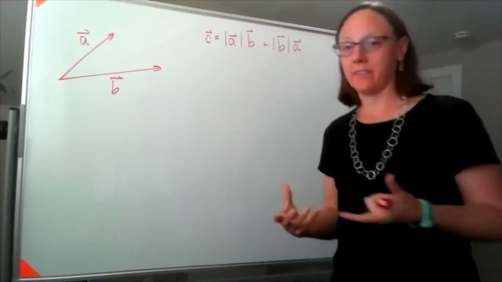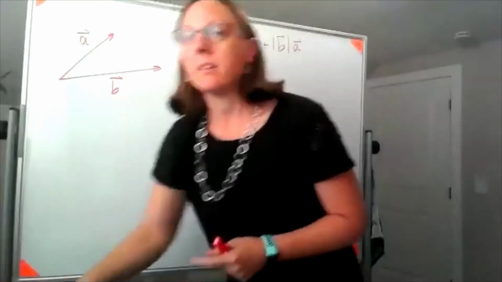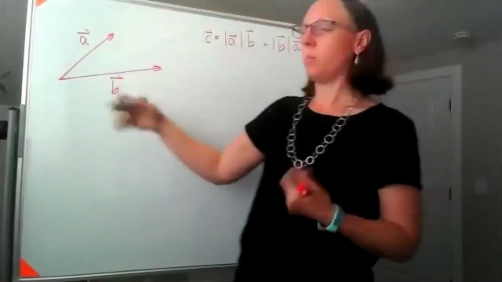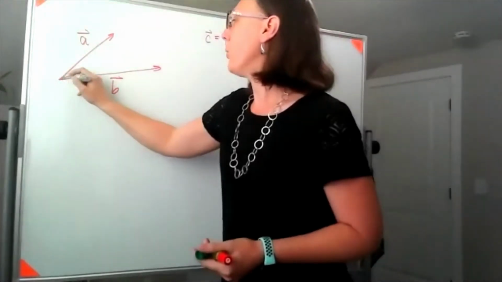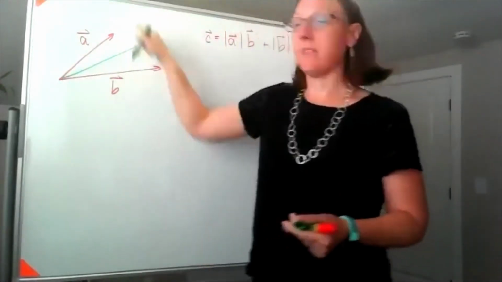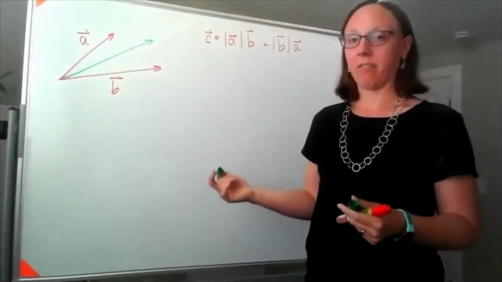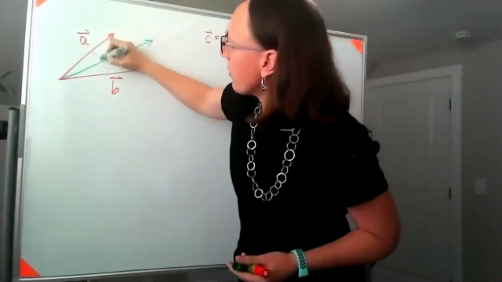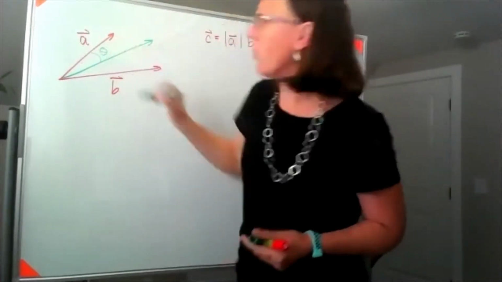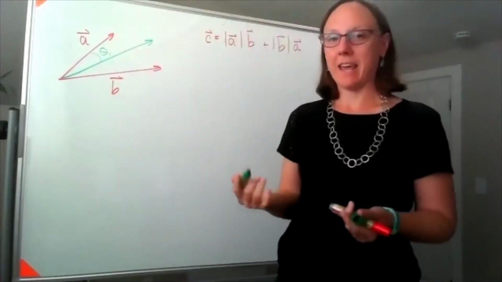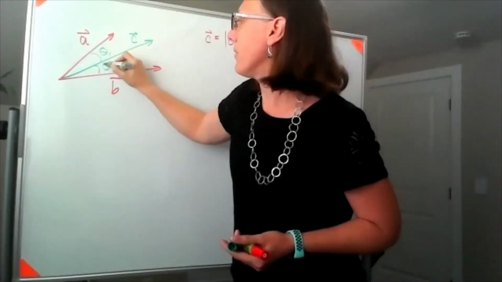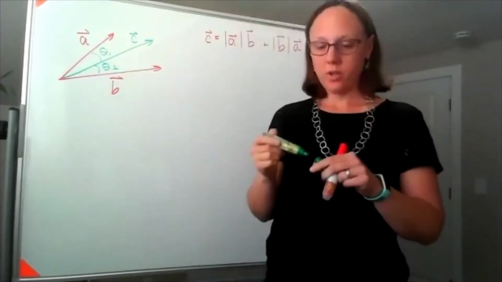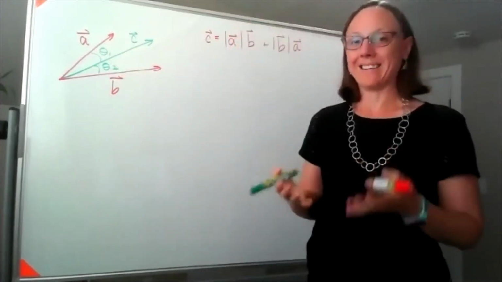So bisecting the angle would mean that that C vector, we don't know about its length, but in terms of the angle, it has to perfectly split the angle between A and B in half. So whatever this angle is, I'll call that theta 1. It has to be the same as this angle theta 2. That's what it will mean to bisect.